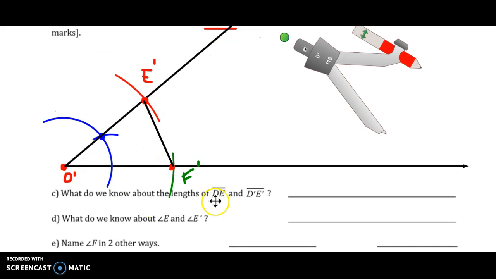So what do we know about the length of segment DE and segment D prime E prime? They are congruent or equal in length and size. What do we know about angle E and angle E prime? Those are also congruent.